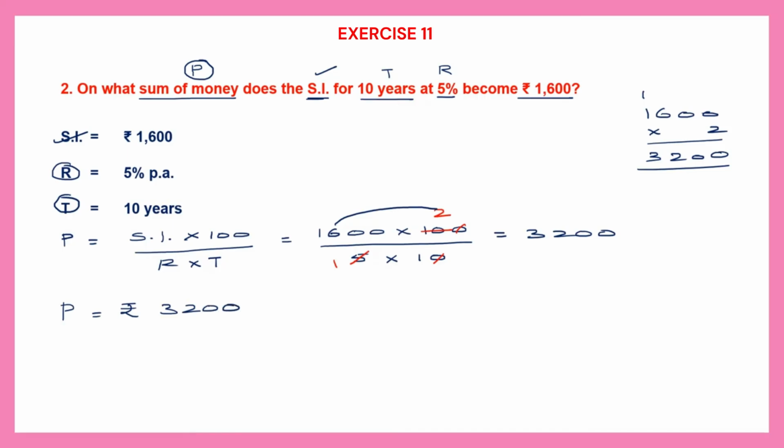So this is simple. You have to read your question, understand what you have to find out and see what you have been given. So first write down what is given to you and then what you have to find out, put down a formula for that. And that's how we find out. So in this question, we have got our answer. The principal is rupees 3200. That is the sum of money that we've been asked to find in the question is 3200 rupees.